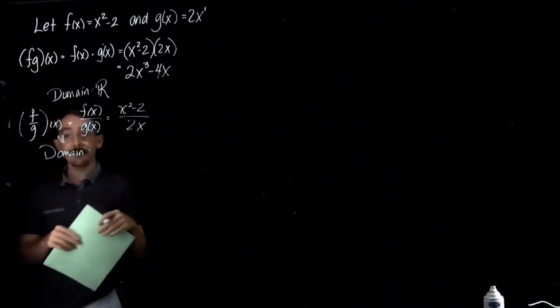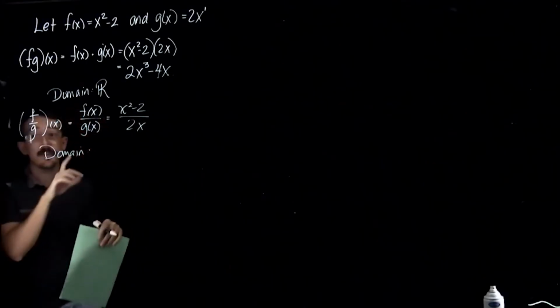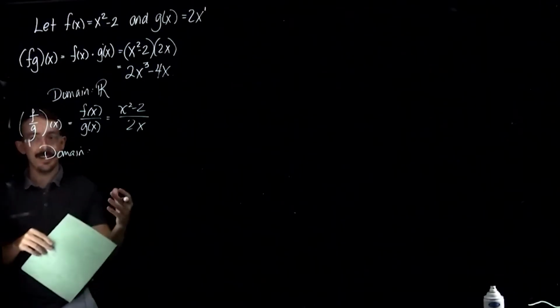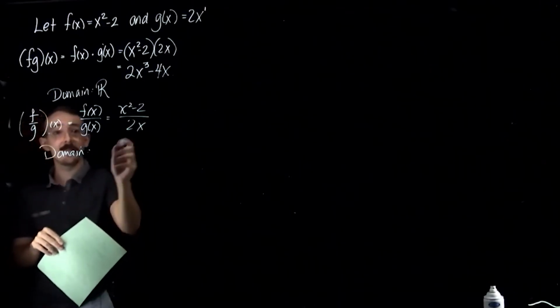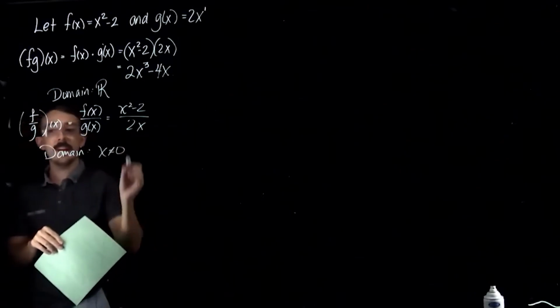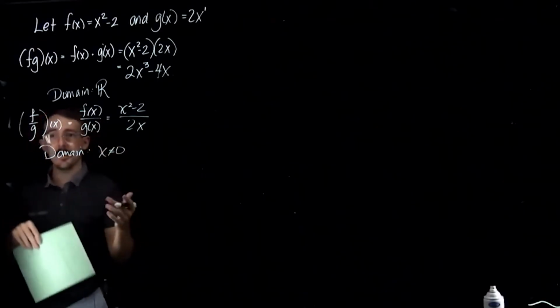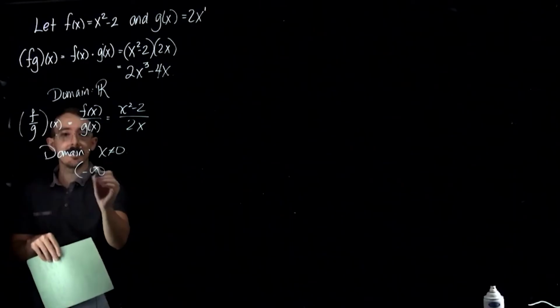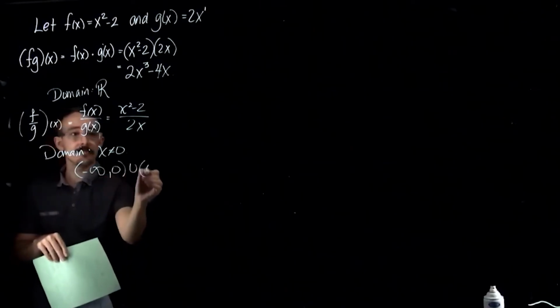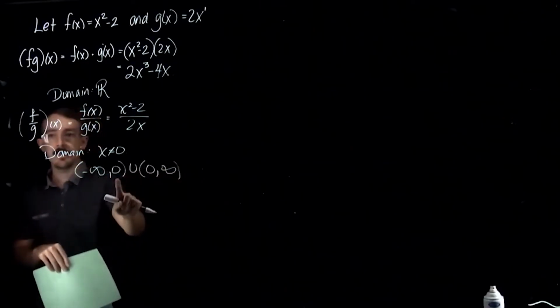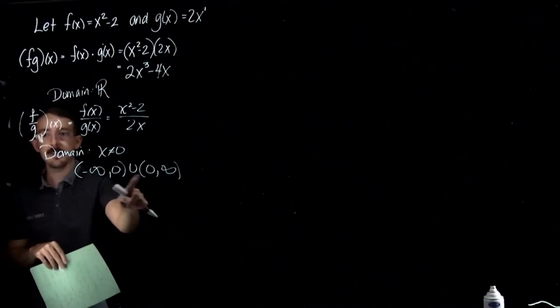Well, now we have a problem. There's one number that you're not allowed to plug in. And what number is that? It's 0. So you could say x is not equal to 0. That doesn't really describe the whole domain, though. What I like to do is give the interval notation where I jump over 0. I jump over the value I don't need.